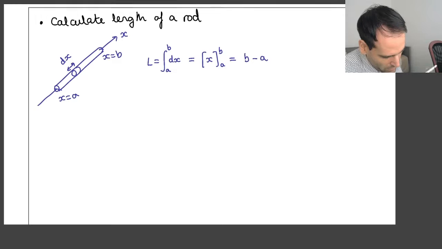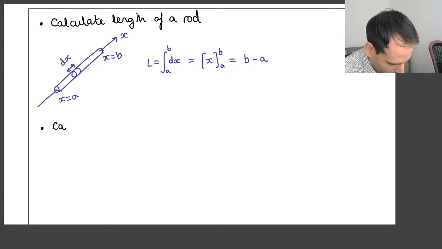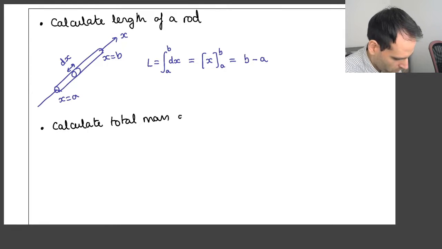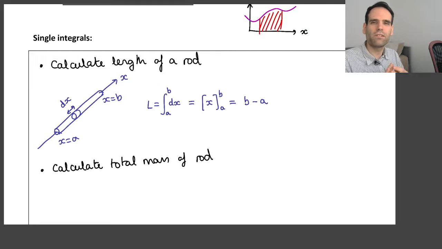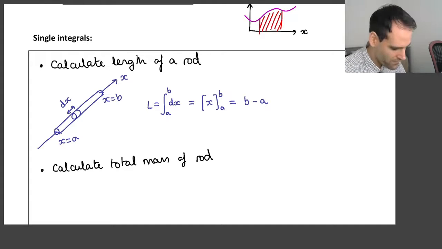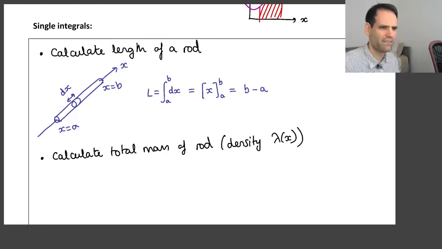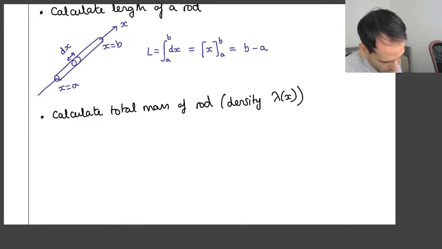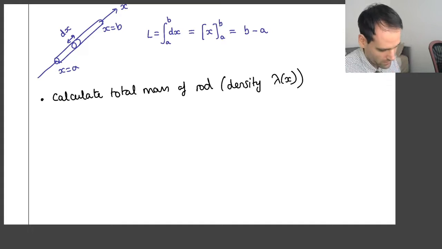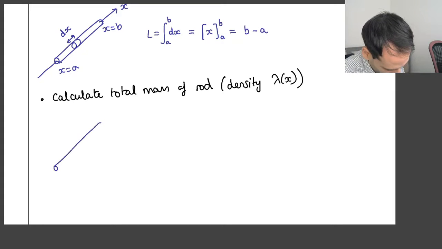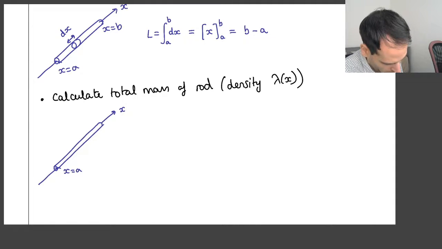For example, imagine that now instead of the length, we want to calculate the mass of the rod, the total mass. But now, so you could say, okay, let's get the length and multiply it by the density. That's true as long as the density is constant. But what if the density is a function that depends on x? So we have a density lambda which depends on x. What happens then? So then what happens is that your total mass will be, let me first draw the rod along the x-axis between x equals a and x equals b.